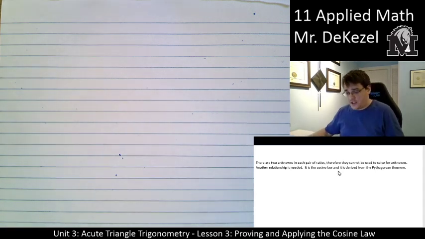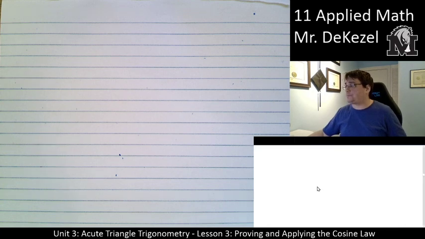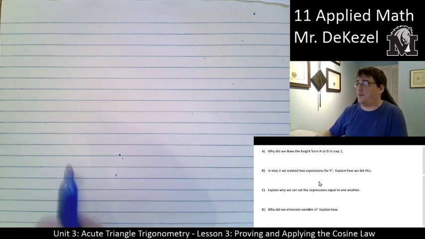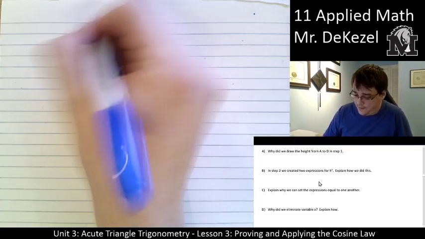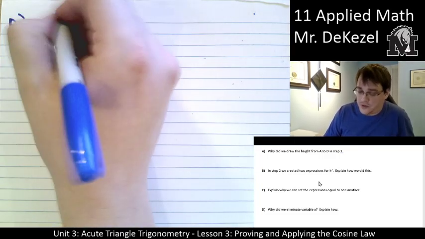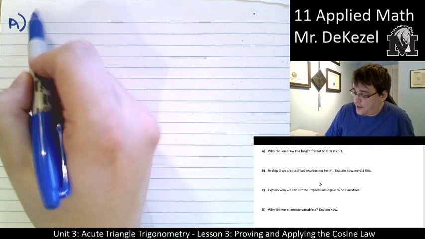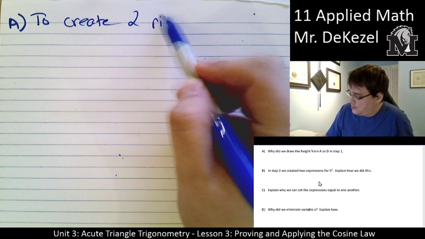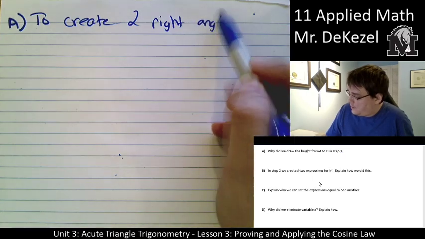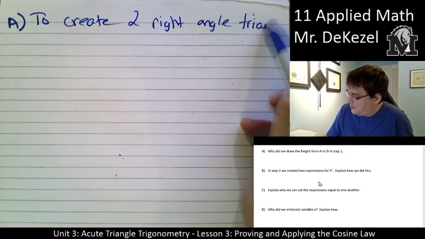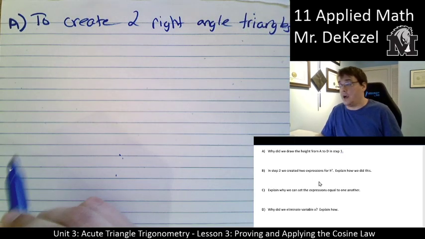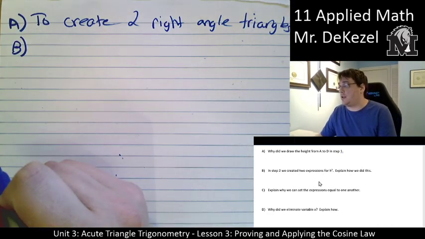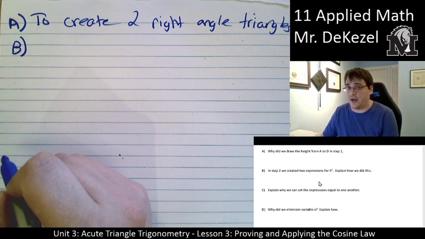Oh, we have some more questions first. So sorry. So just to kind of review, why did we draw the height from A to D in step one? What we wanted to do was create two right angle triangles. For B, step two, we created two expressions for h squared.